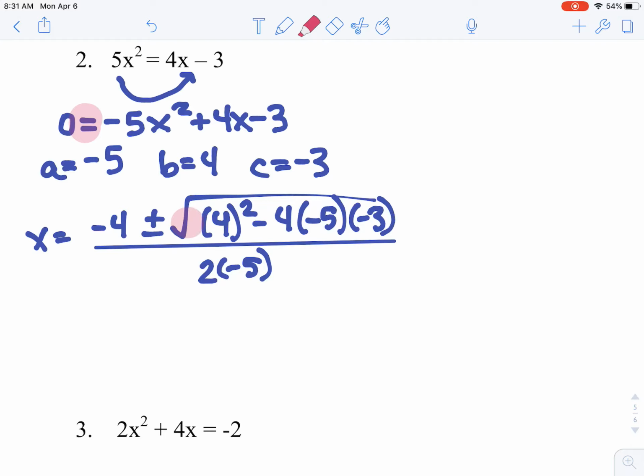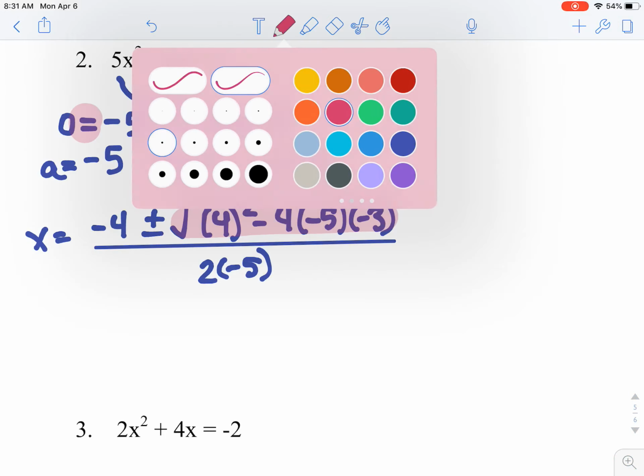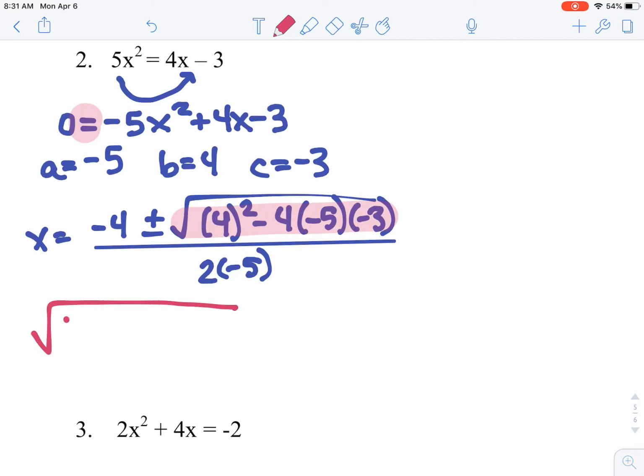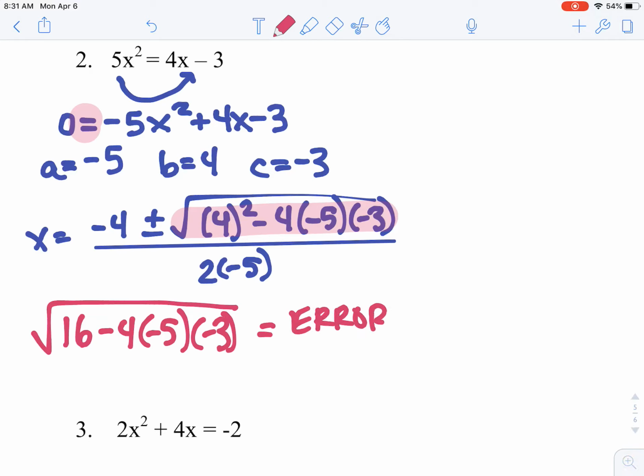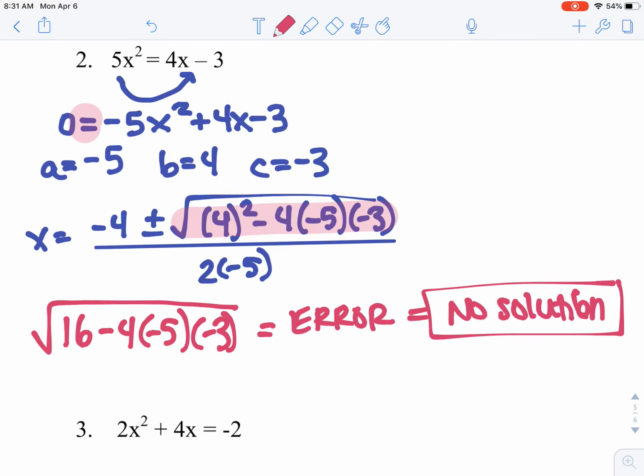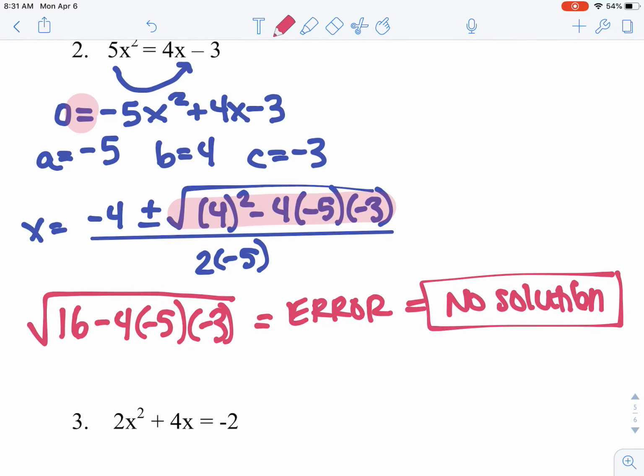Okay, so same process that we've been doing. We're going to do what's under the square root sign first. So we have 16 minus 4 times negative 5 times negative 3 equals. So let's put that in our calculators. You get an error or a non-real result, right? So that means we have no solution. So for number 2, we have no solution.